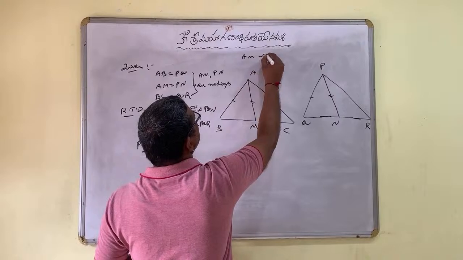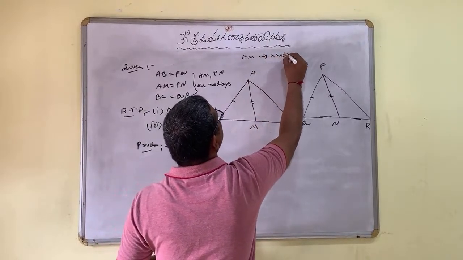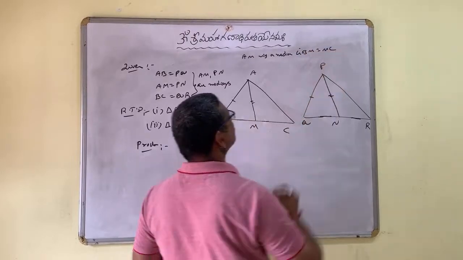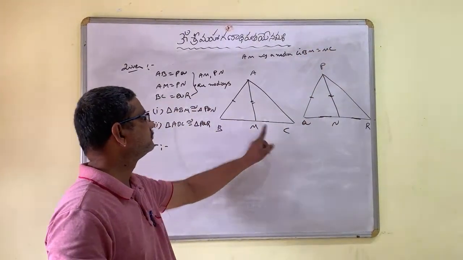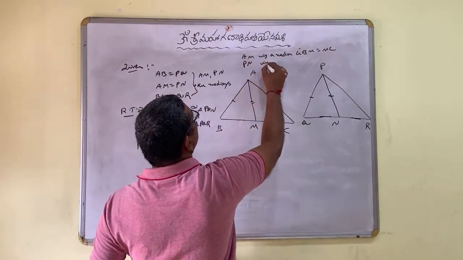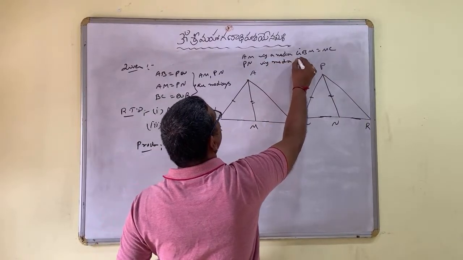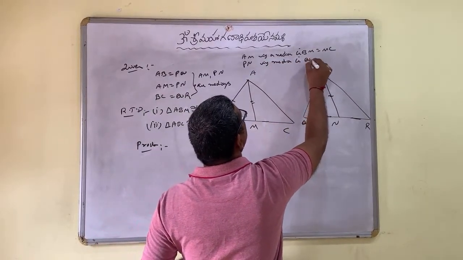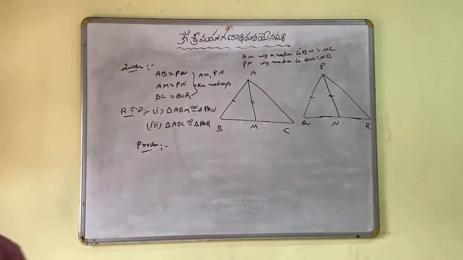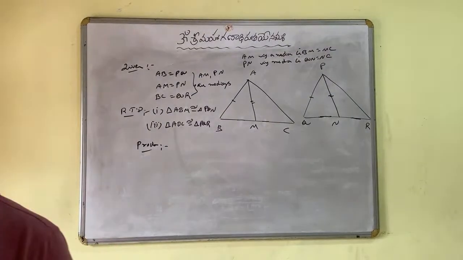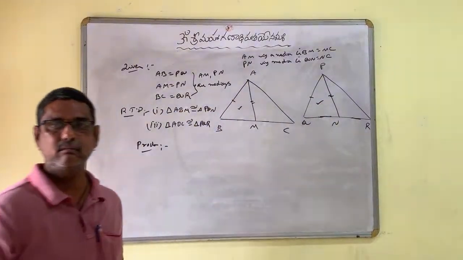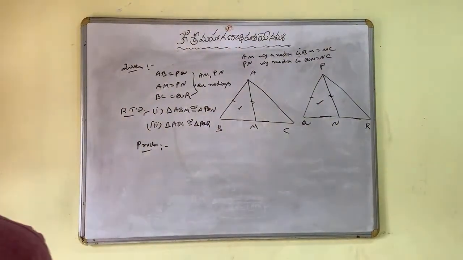AM is a median. That is BM is equal to MC. These two are equal. PN is a median. That is QN is equal to NC. Now tell me how this triangle and this triangle are congruent. How can we prove those two triangles are congruent?